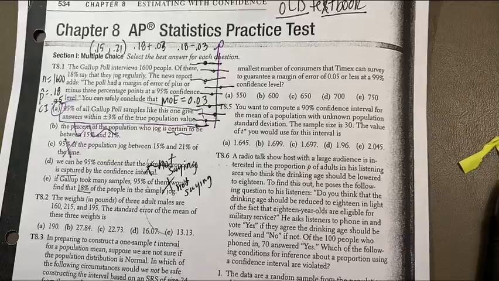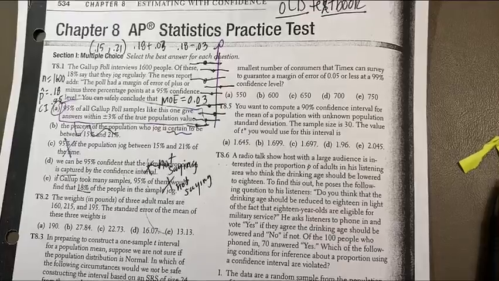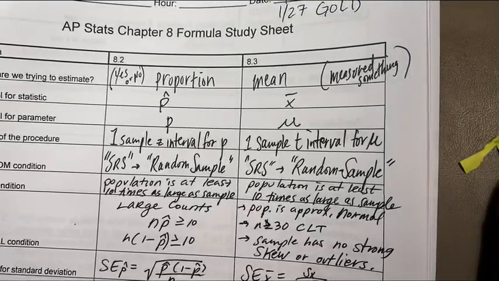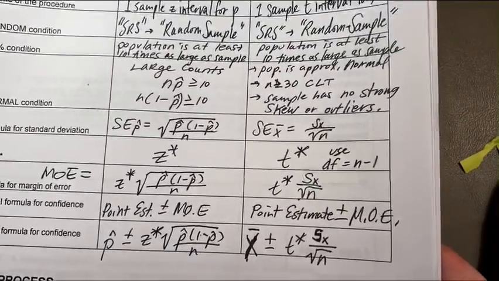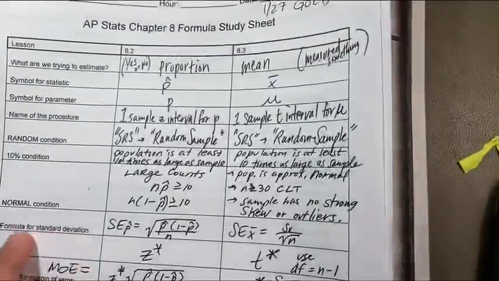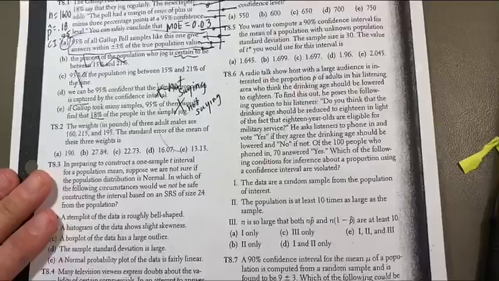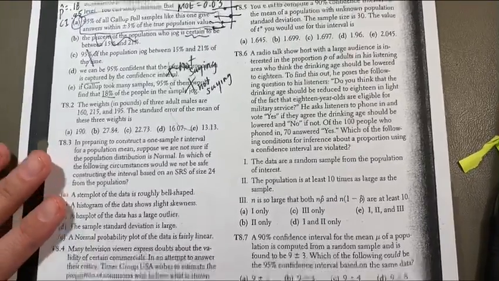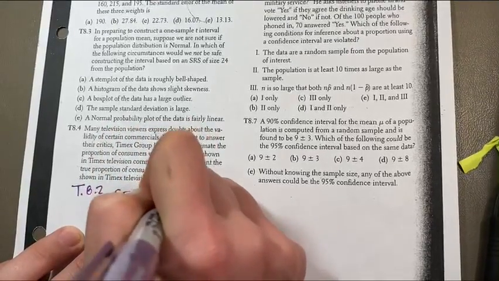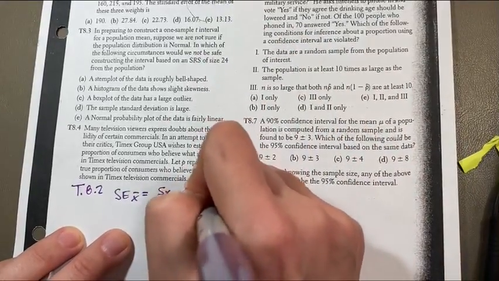Question number 2. The weights in pounds of 3 adult males are this, this, and this. The standard error should be what? As promised, take a snapshot of this. This is our formula sheet. Using this, the standard error of the mean, I need this formula. So I'm going to copy that formula. The standard error of x bar equals s sub x over the square root of n. If they would have told me the s sub x, I just divide by the square root of n. We only have 3 numbers.